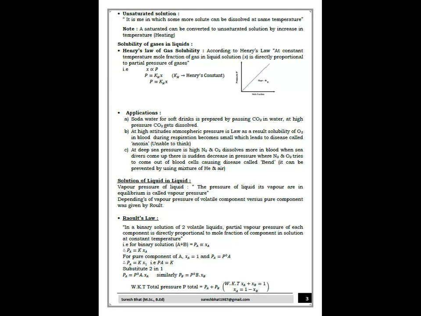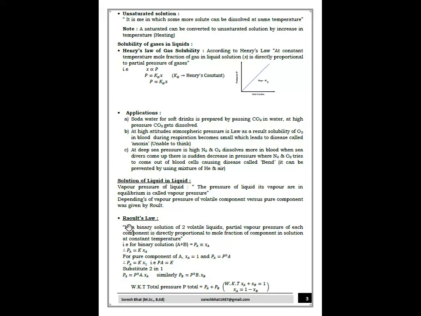I will write it as the pressure exerted by beaker A is PA. I have taken beaker B. The pressure exerted by beaker B is PB. Now when I am calculating the partial pressure of each beaker, we can write the expression as: PA is equal to P naught A into mole fraction of A, where PA is the partial pressure of component A, and P naught A is the pressure of pure component A. This is for beaker A. Similarly, for beaker B, the partial pressure PB is equal to P naught B into mole fraction of B. These are the two expressions for Raoult's law.